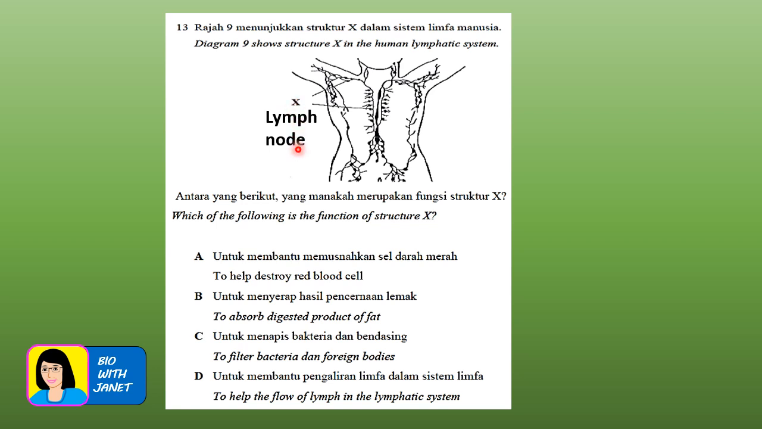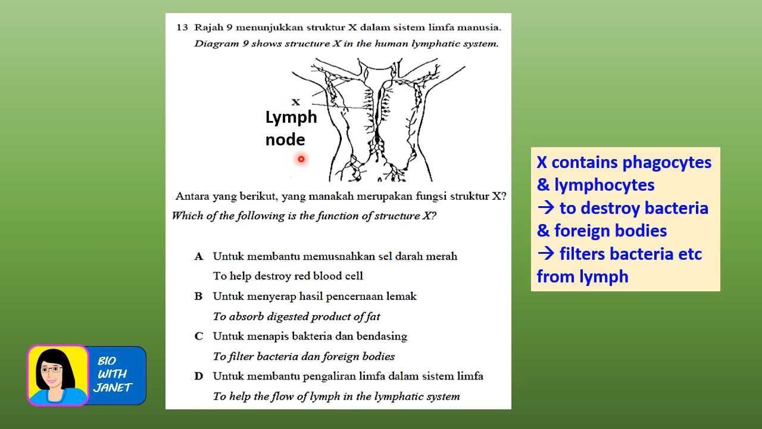So what's the function of the lymph node? Now we know that in the lymph node there are phagocytes and lymphocytes, which are white blood cells that help to destroy bacteria and foreign bodies. And so in that way, they filter the bacteria from the lymph that flows through them. Okay, so the answer should be C, to filter bacteria and foreign bodies from the lymph, so that the lymph has less of these pathogens and foreign bodies in it, for defense, as a part of the defense mechanism.